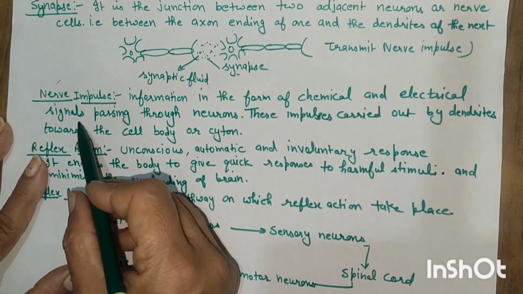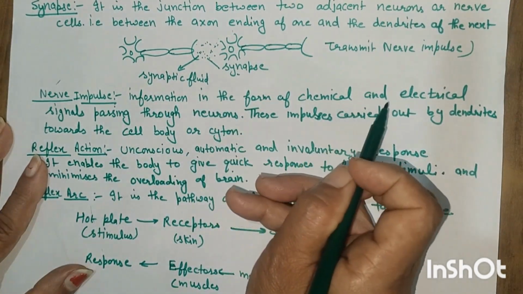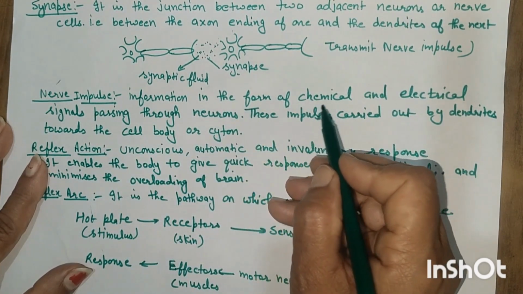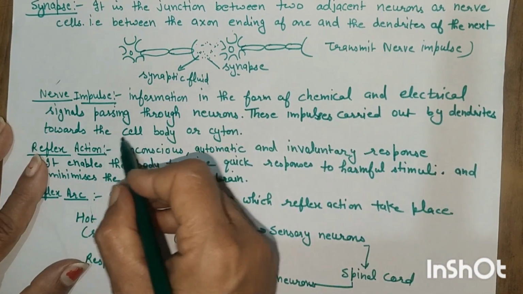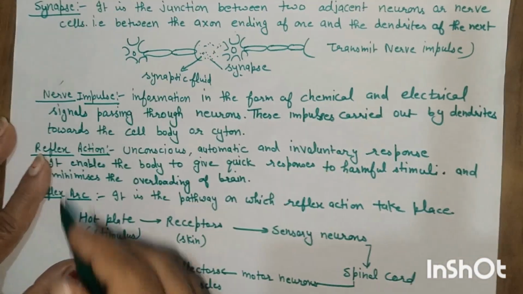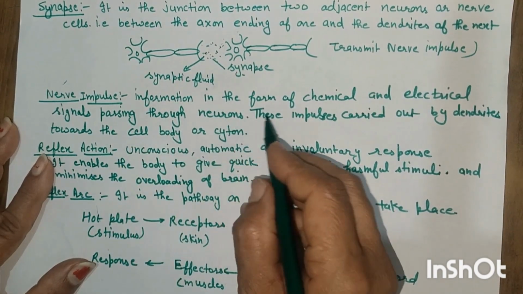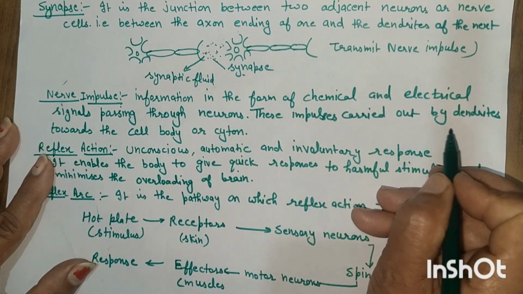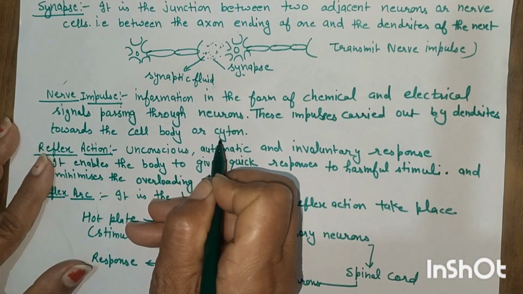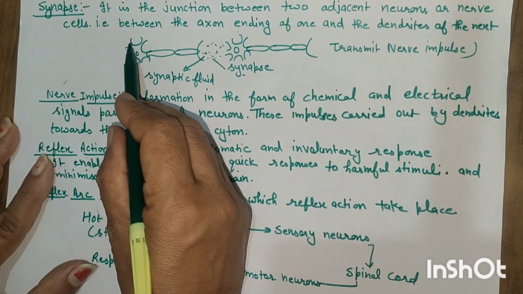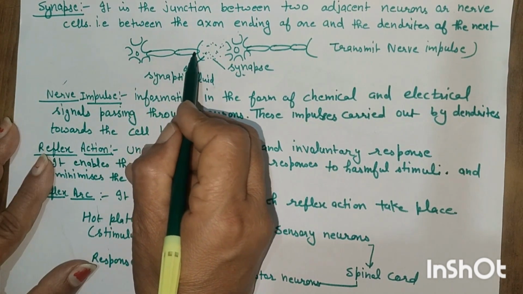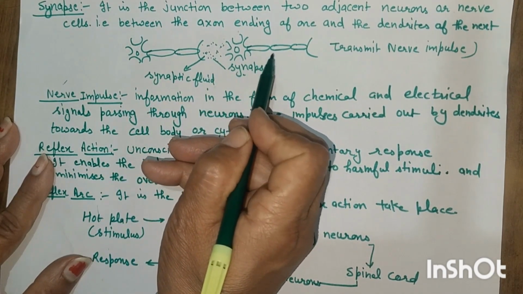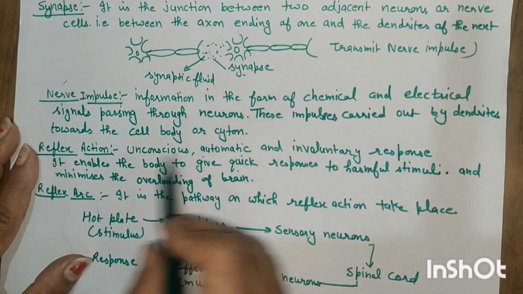Now nerve impulse. A nerve impulse is information in the form of chemical and electrical signals passing through the neurons. These impulses are carried by the dendrites towards the cell body or cyton. Then the information passes from the axon to the next dendrite. These nerve impulses are passed by the process of synapse.